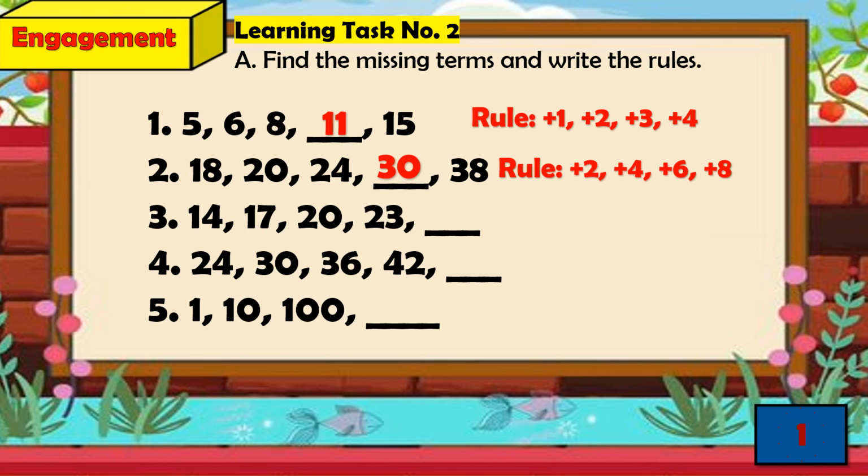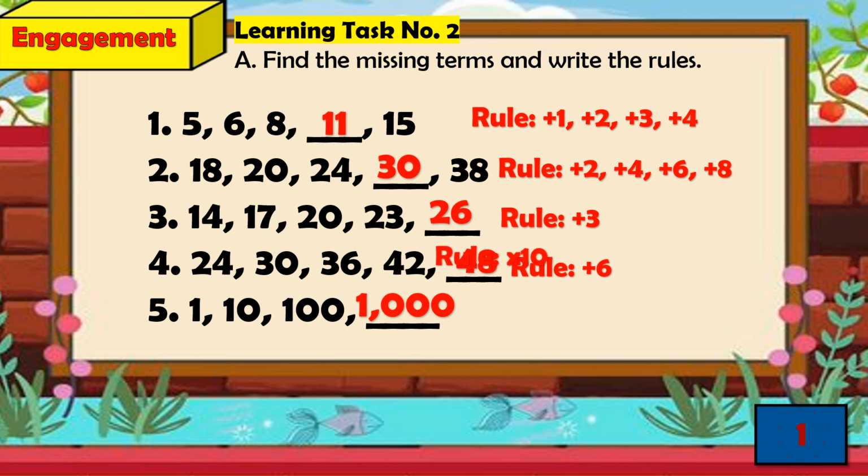And for number 3, you have 14, 17, 20, and 23. The answer will be 26. And the rule for this number is plus 3. The number 4 you have, the answer is 48. And what is the rule? Rule is plus 6. And for number 5, the next term will be 1,000. And the rule is times 10.